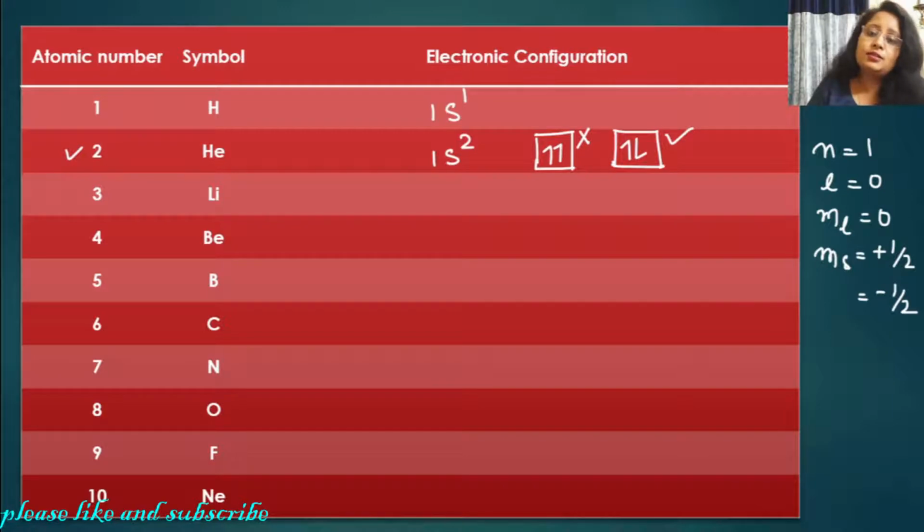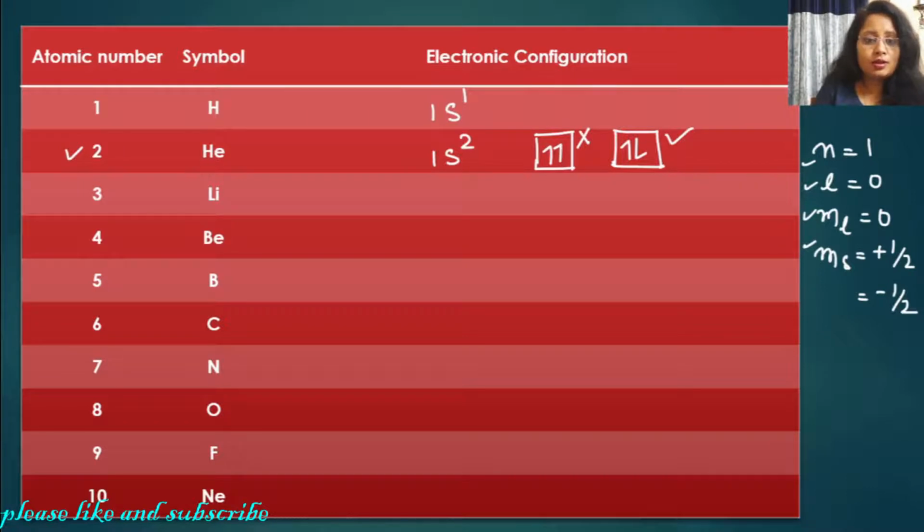So at least the last one will be different. No 2 electrons have the same set of quantum numbers, and this is shown here. Here with 2 electrons, three things are the same, but the fourth one is different. Okay. So this is called Pauli's exclusion principle.